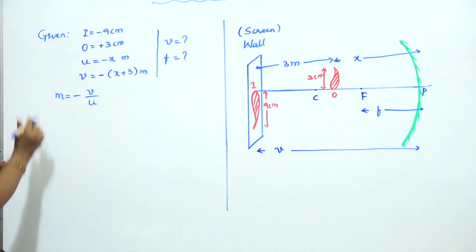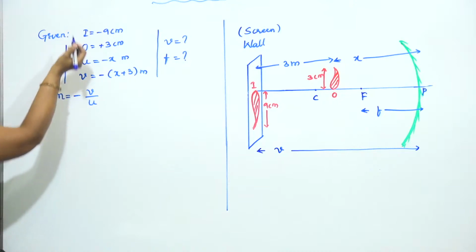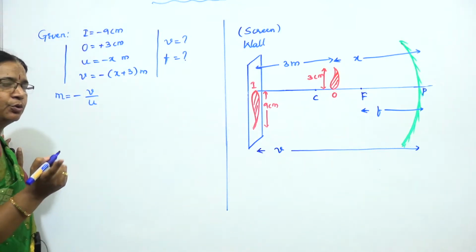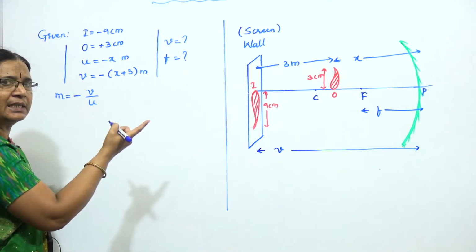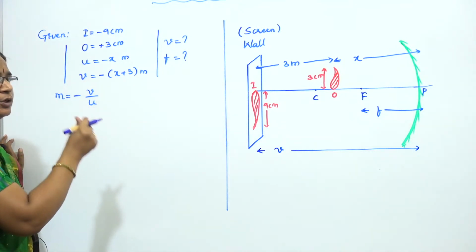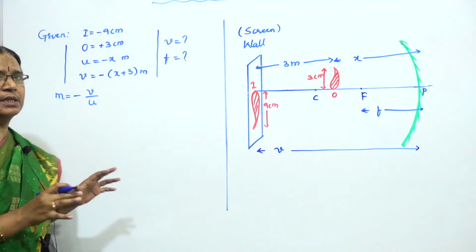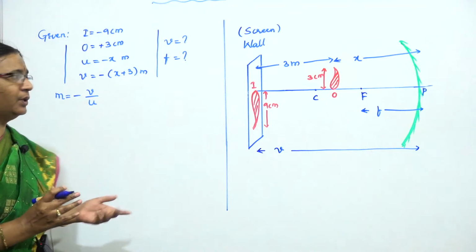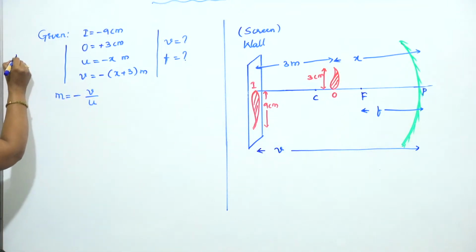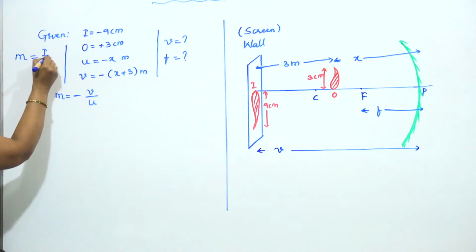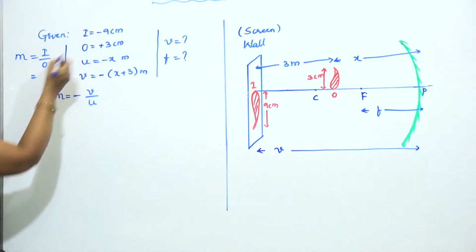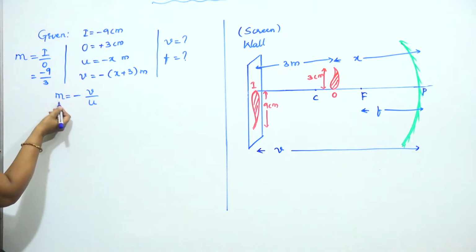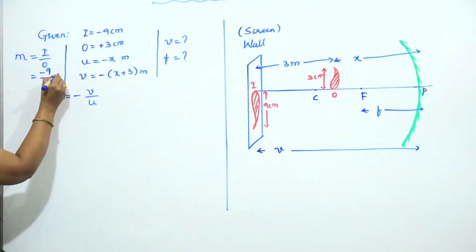Our formula is actually, I will show you here. It is 3 times, and whenever the real image is formed, you have to take it as negative magnification. It comes that way, not that you should just take it. They are always negative. I can calculate here. M is, by definition, I by O. I is minus 9, O is plus 3. So M became minus 3.